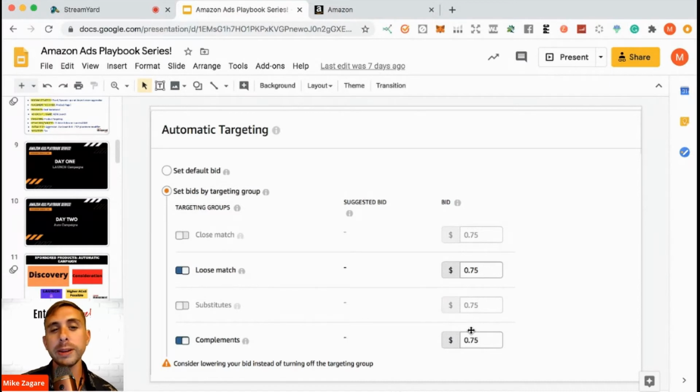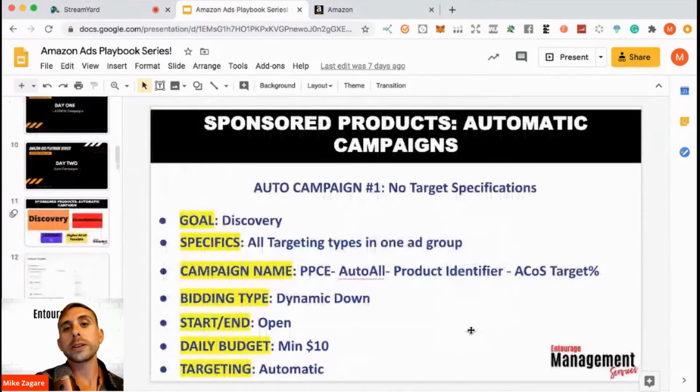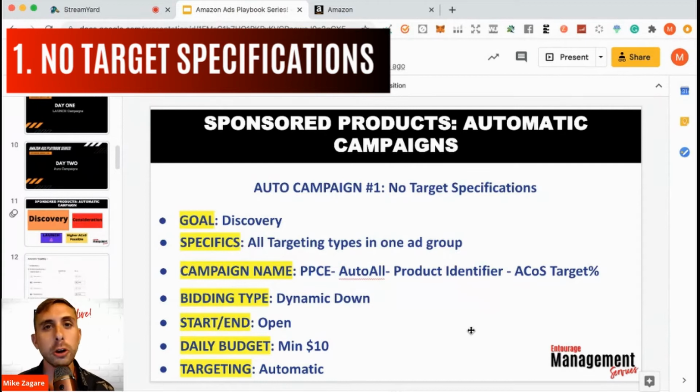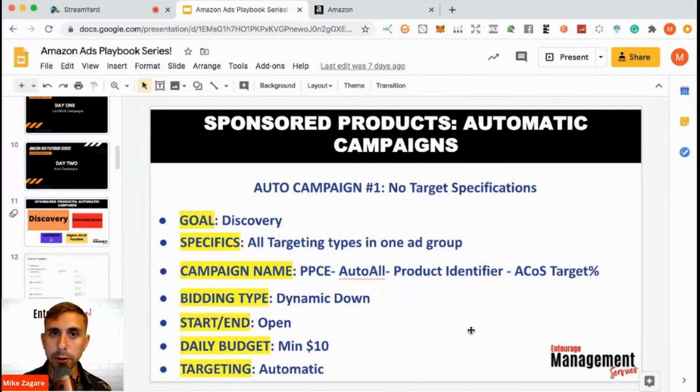So the first campaign is kind of like just throwing all the targeting groups into one campaign. The second campaign is going to be breaking it down by targeting group. Each targeting group is going to get its own campaign. And the third campaign will be a surprise, so stay tuned. All right, so here we go. This is the first automatic campaign. And here we have no targeting group specifications. So all of those different targeting groups are going into one ad group, one campaign.